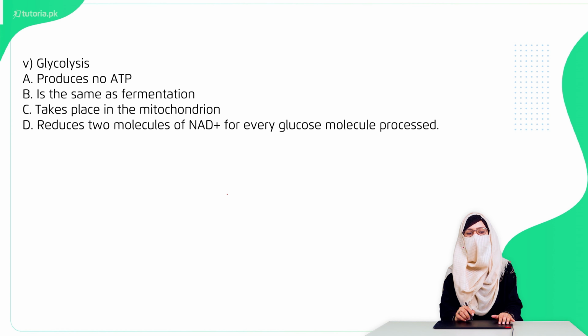Fifth है: glycolysis. Option A produces no ATP, option B is the same as fermentation, option C takes place in the mitochondria, option D reduces 2 molecules of NAD for every glucose molecule processed. The right option है option B is the same as fermentation.